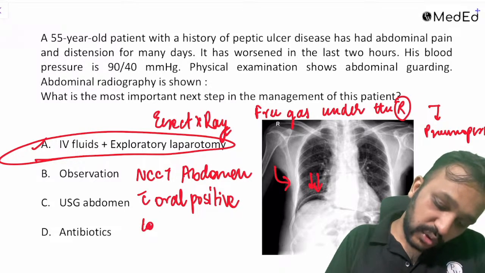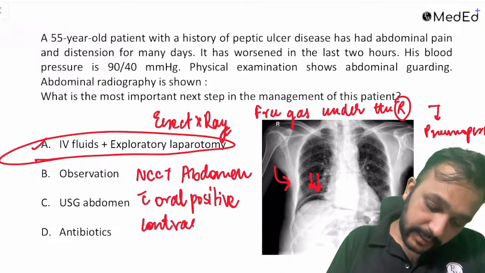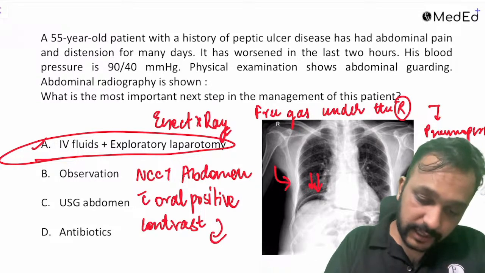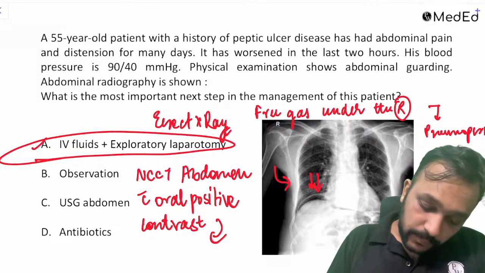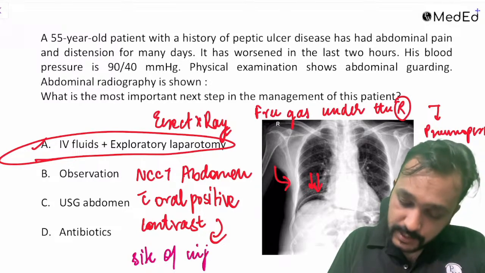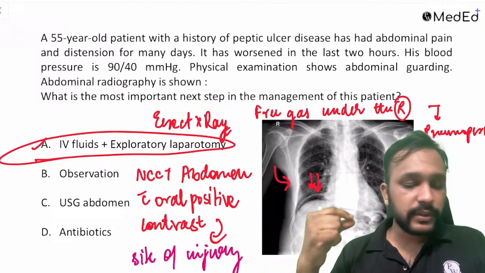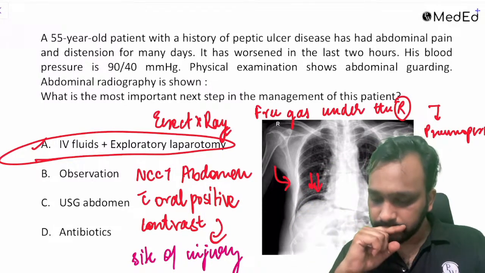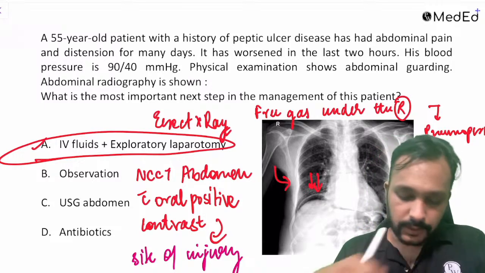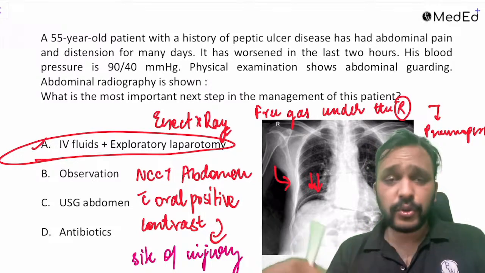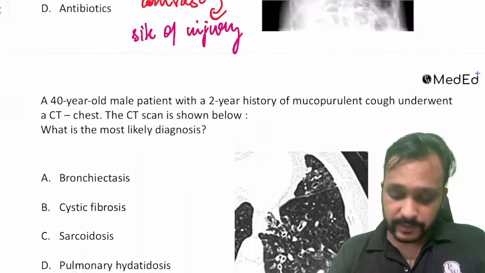So when I give oral positive contrast to the patient, what it is going to tell me? I am going to come to know about the site of injury, okay, the site of rupture. Because of the leakage of contrast, I will get an idea about the site of rupture of the bowel loop. So that can be done before going for the operative management.